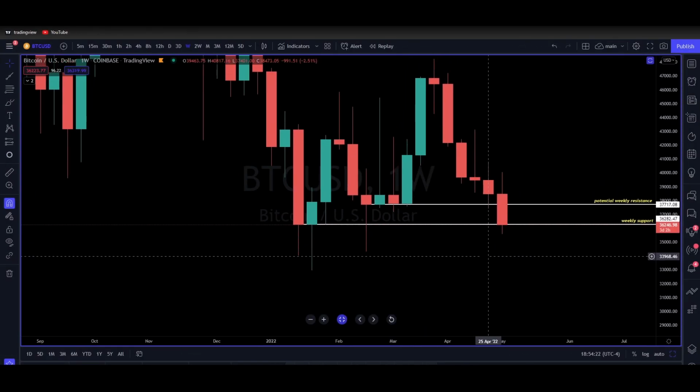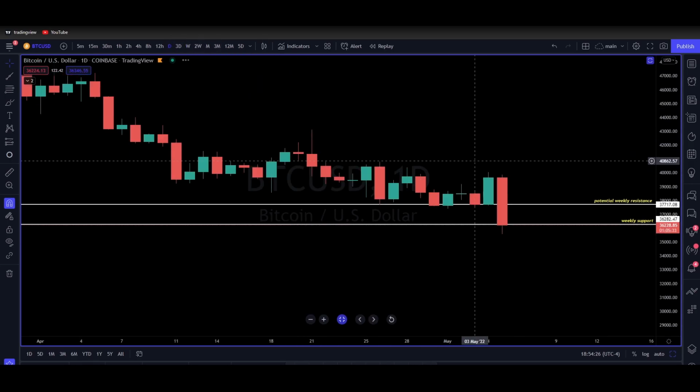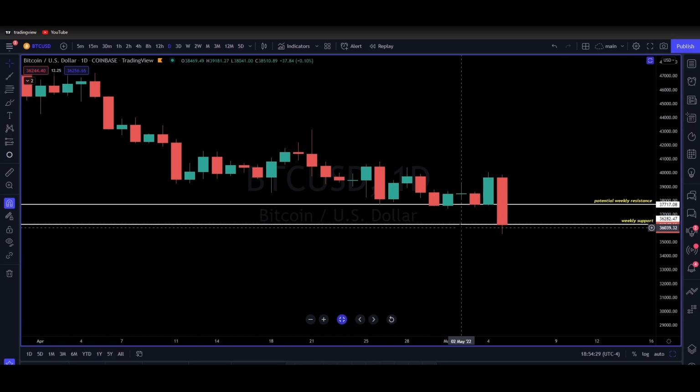Alright, so here we're going to use Bitcoin in this example. We got a big breakdown today, and you can see that we are currently testing support. If you don't know what support and resistance is, please go look at the video that I titled Support and Resistance, as that'll help you get to this part of the understanding. You can see that we are testing weekly support.